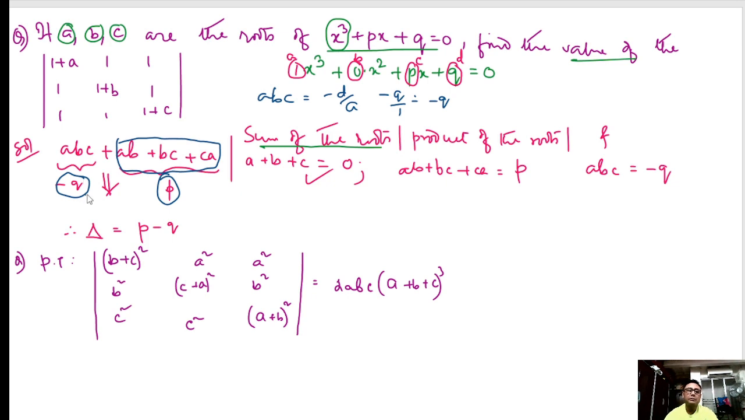So let us clear it out. Okay, so using these answers, now let us see what to do. If I solve this particular part, they are telling that if a, b, c are the roots of this equation, find the value of this.